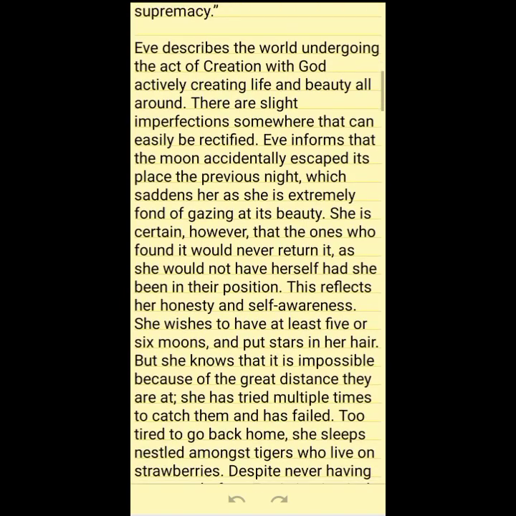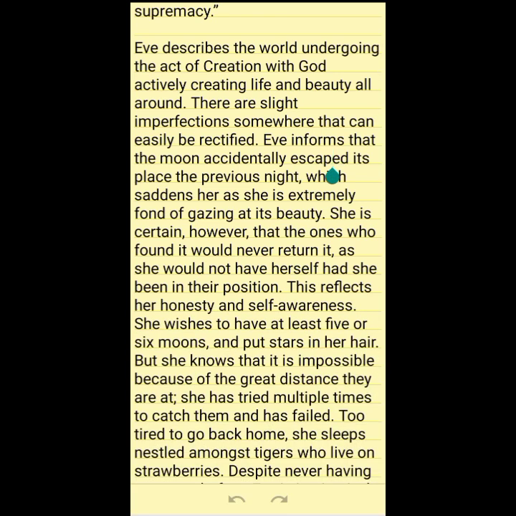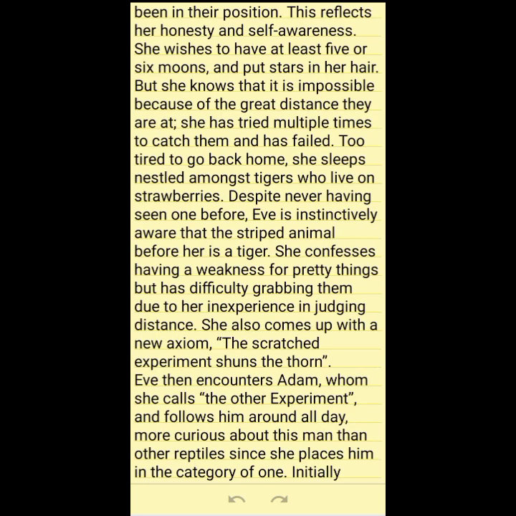Eve describes the world undergoing the act of creation, with God actively creating life and beauty all around. So in the second video, I have discussed the theme of beauty. Eve is focusing on all the beauty around her. There are slight imperfections somewhere that can easily be rectified. Eve informs that the moon accidentally escaped its place the previous night, which saddens her as she is extremely fond of gazing at its beauty. She is certain, however, that the ones who found it would never return it. She would not have herself had she been in their position.